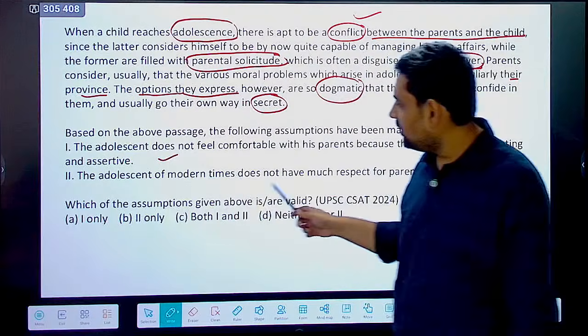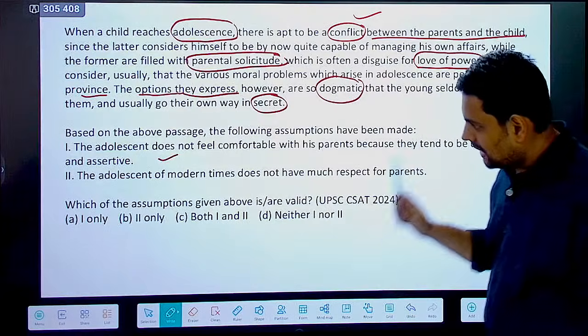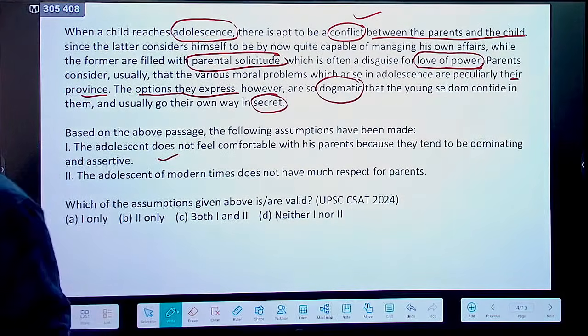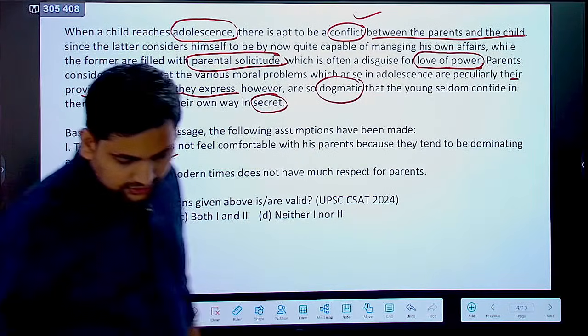Then the adolescent of modern times does not have much respect for parents. Tell me about the second statement. I won't mark it. You tell me. Is it correct or incorrect? Second statement. Dheeraj is saying A. Okay. Others? What do you think about the second statement? Dheeraj is saying incorrect.